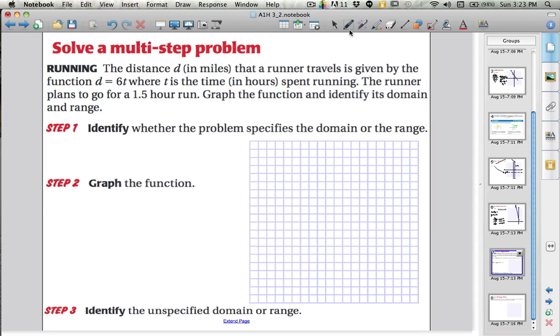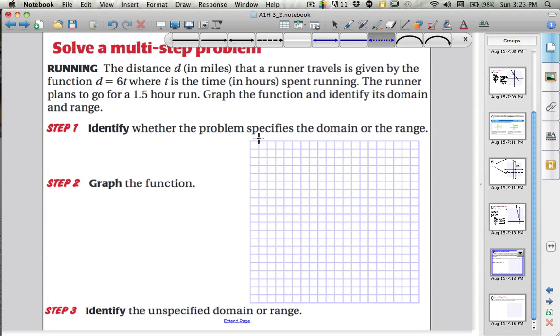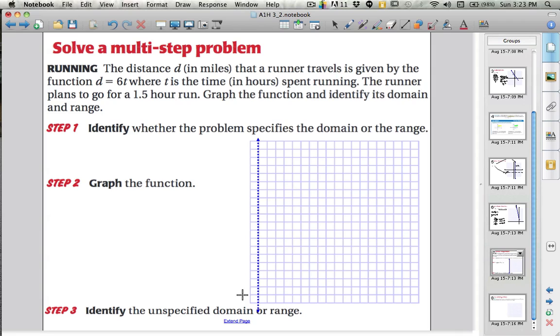Okay, so again, I'm going to put in my axes, but when you think about it, this one is completely going to be in quadrant 1 because I can't run a negative amount of miles and I can't run for a negative amount of time. So what we've got is time on the x-axis and distance on the y-axis. I know that because t is my independent variable. When I start putting together an input-output table, I know that 0 time is 0 distance, so I'm going to start at 0, 0, and it's only going to go to the right.